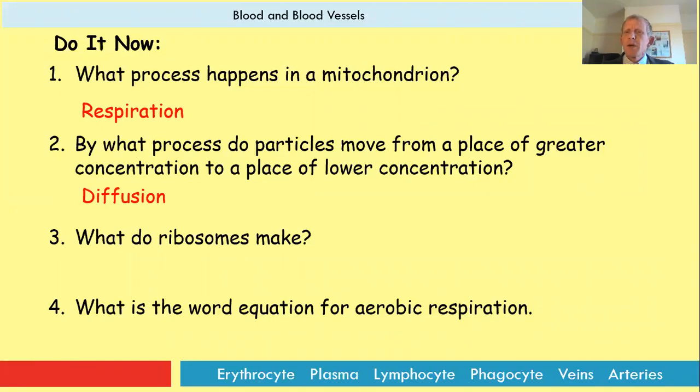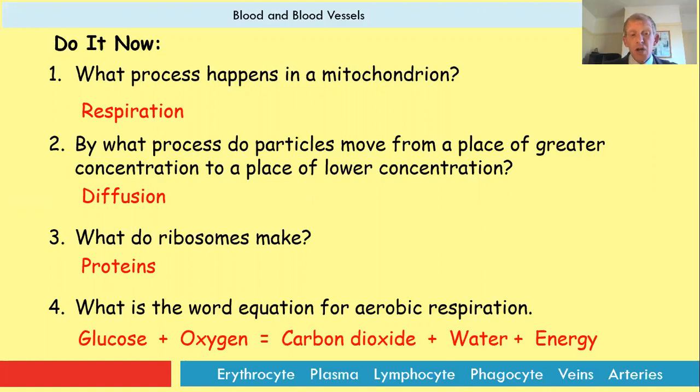What do ribosomes make? Well, ribosomes are the site of protein synthesis within eukaryotic cells, and therefore they make proteins. And what is the word equation for aerobic respiration? Well, the word equation for aerobic respiration is glucose plus oxygen equals carbon dioxide plus water and energy.